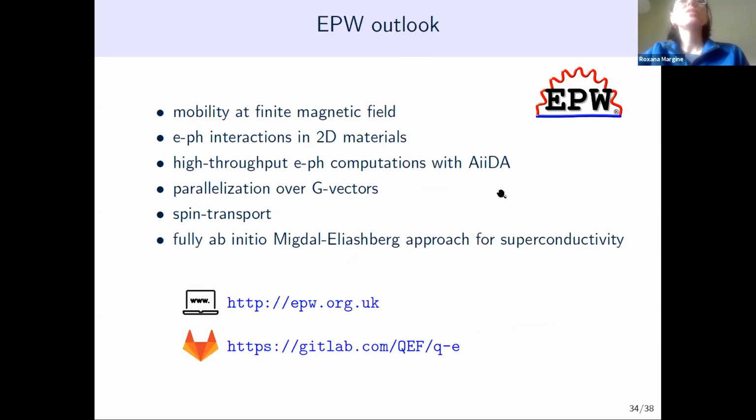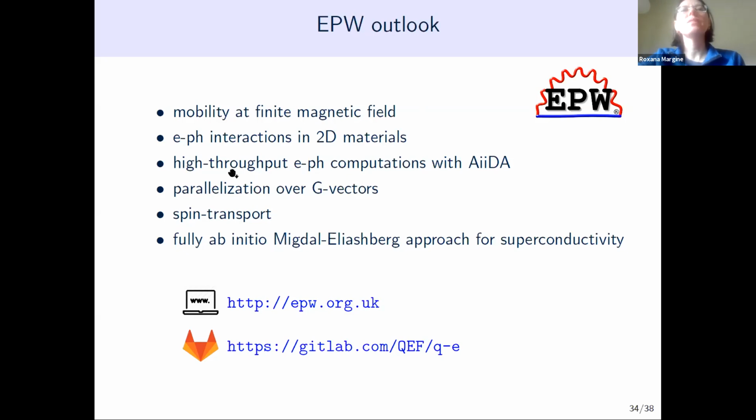And as future directions, some of them hopefully will be released sooner, in 1 or 2 years, the code can calculate mobility at finite magnetic fields, electron-phonon interactions in 2D materials, and Samuel has also been working on high-throughput electron-phonon computations with AiiDA. So all these 3 things are stuff that Samuel has been working on.